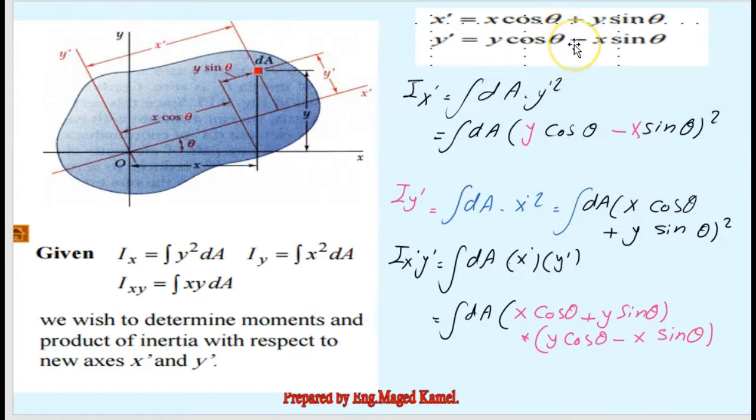We'll utilize the relations which we have obtained for X dash and Y dash before, and we'll proceed. Then Ix dash equals the integration of dA multiplied by (Y cosine theta minus X sine theta) all squared, while Iy dash equals the integration of dA X dash squared, which is the integration of dA multiplied by the square of (X cosine theta plus Y sine theta), while Ix dash y dash will be the integration of dA multiplied by (X cosine theta plus Y sine theta) multiplied by (Y cosine theta minus X sine theta). We will proceed.